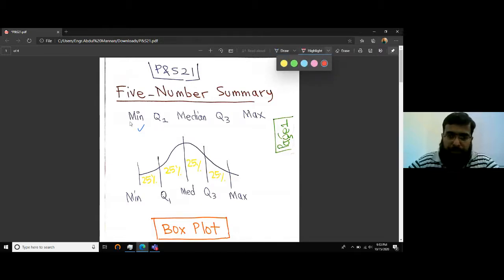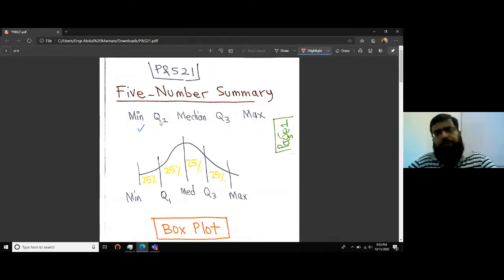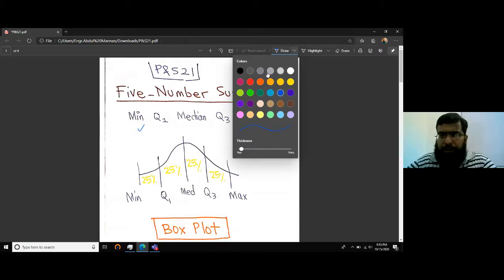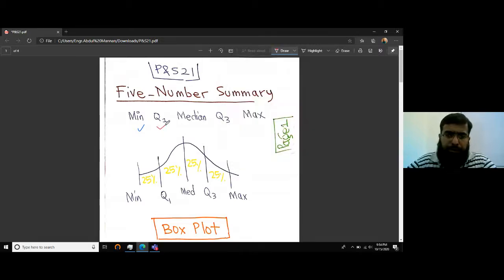The numbers are the minimum number in a given sample, the first quartile Q1, the second quartile Q2 or median, the third quartile Q3, and the max value. In our last lecture, lecture number 20, we studied how to compute Q1 and Q3. In one of our previous lectures, we have already studied how to compute the median in a given sample. And of course, we know what the minimum and maximum number are.